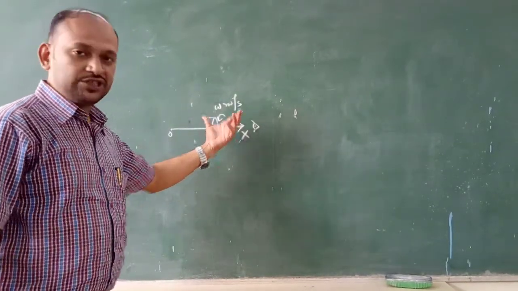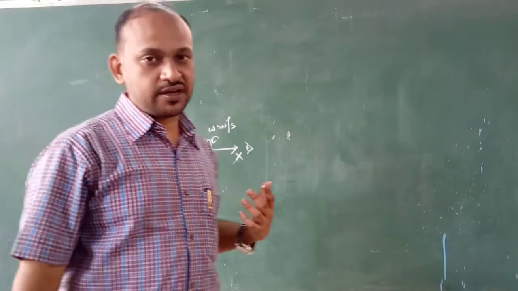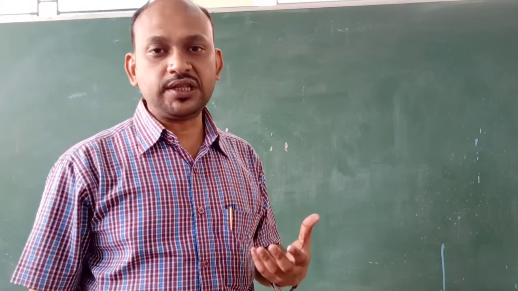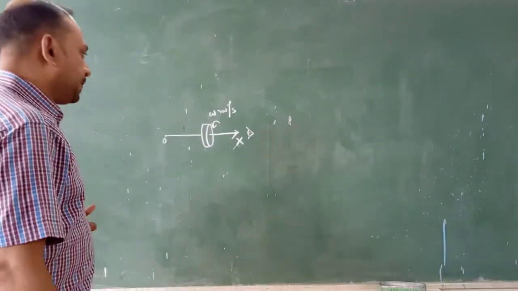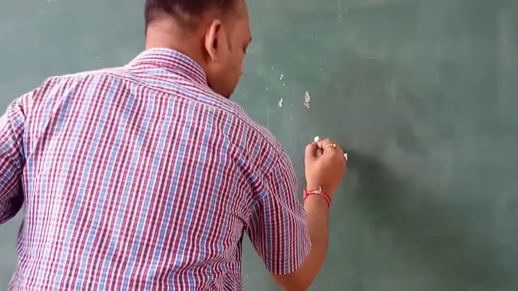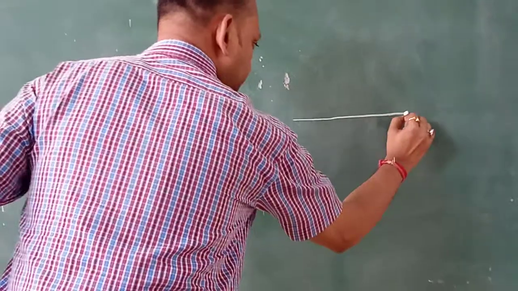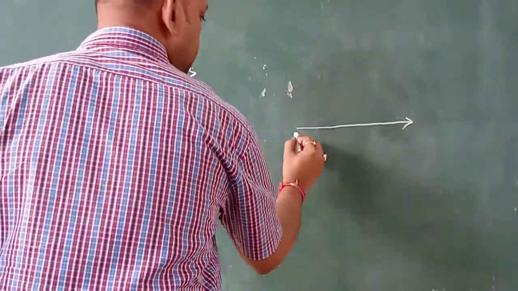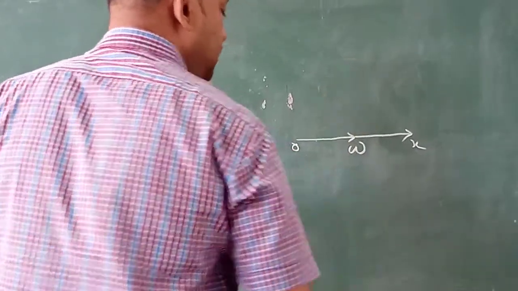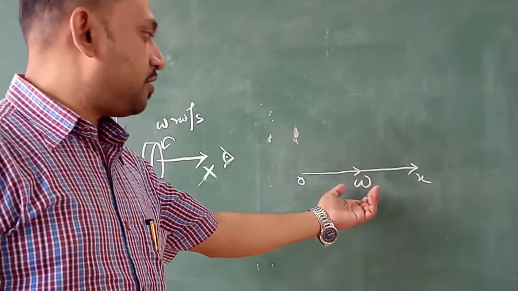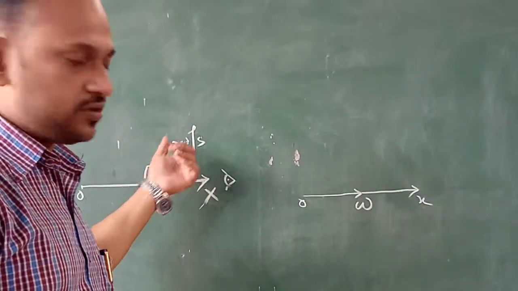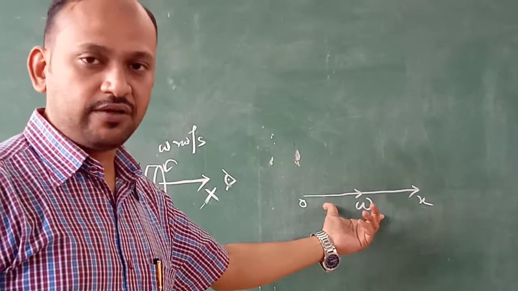If there is a change in the angular velocity, our main interest is to find what will be the effect on the system whenever there is a change in the angular velocity. This can be very well explained with the help of a vector diagram. Suppose this is the initial vector OX and its magnitude is omega. As omega is the angular velocity, this is the vector which is representing the angular velocity.